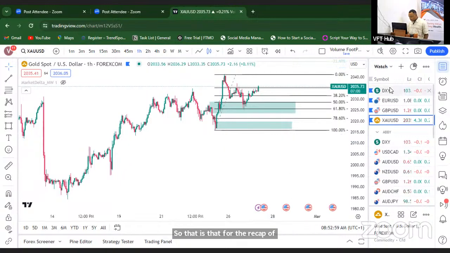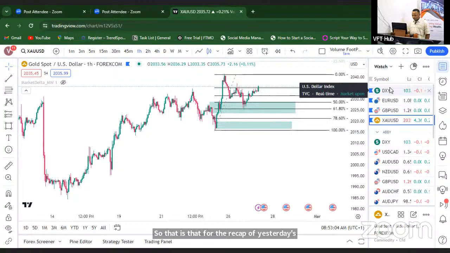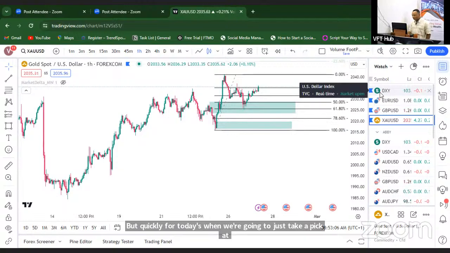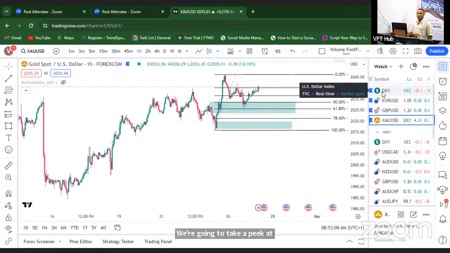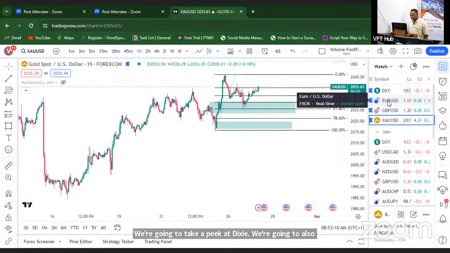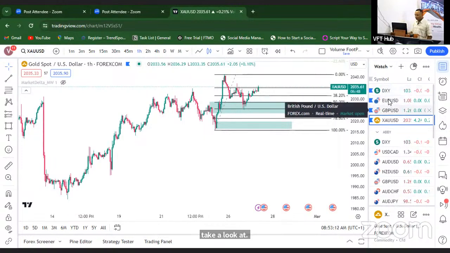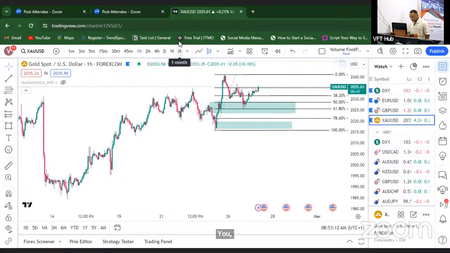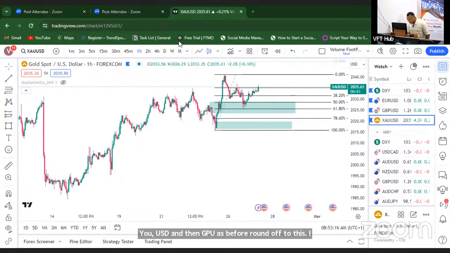But quickly for today's one, we're going to take a peek at Dixie. We're going to also take a look at the Euro USD and then GBP USD before we round off today's analysis.